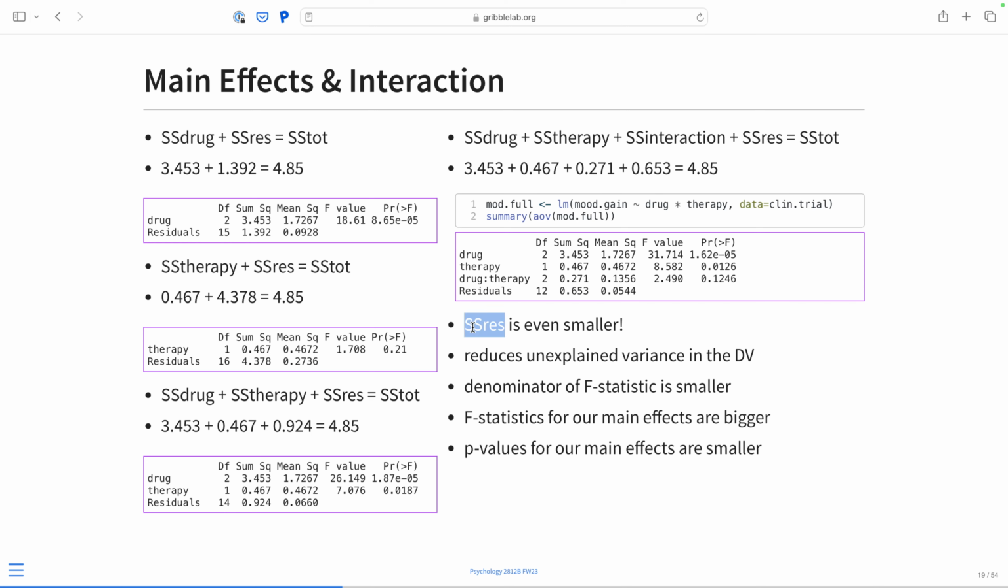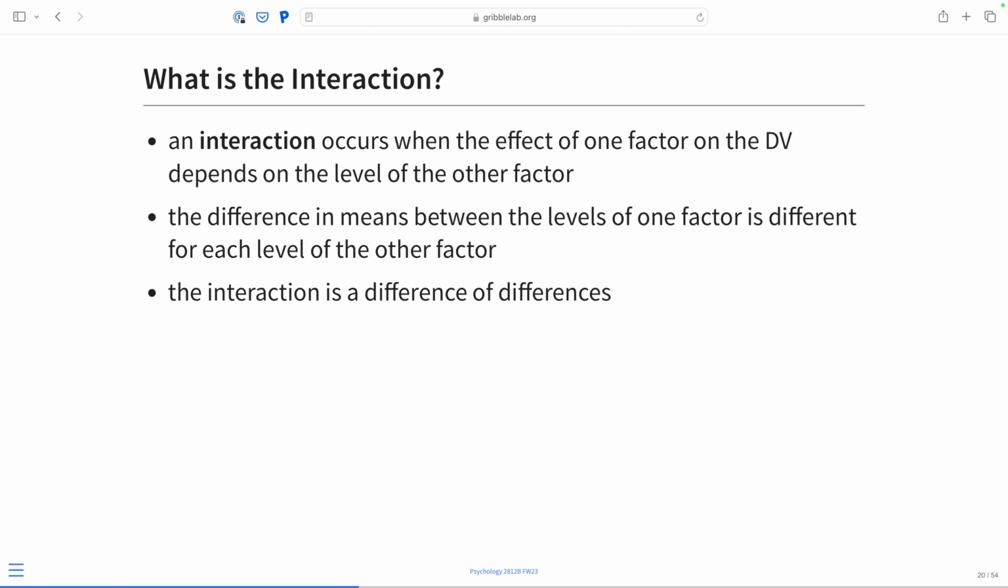The sum of squares residuals gets even smaller. It reduces the unexplained variance in the dependent variable. The denominator of the F statistic gets smaller for each of the tests of the effects. Our F values get bigger and our P values get smaller. So we get more statistically sensitive or powerful tests. Okay, so that's the sort of consequence of including this interaction term. But what is an interaction effect?